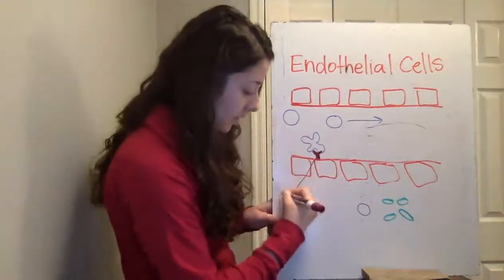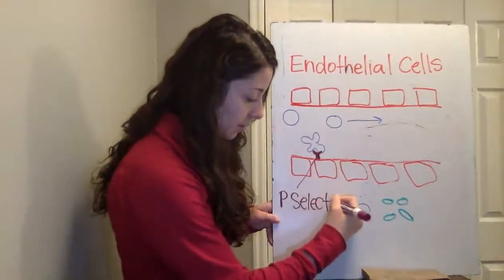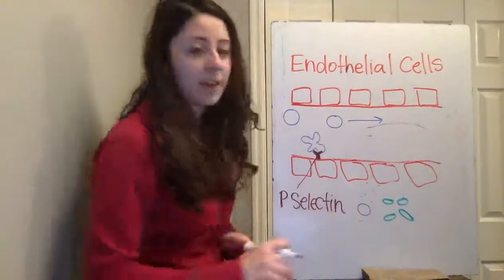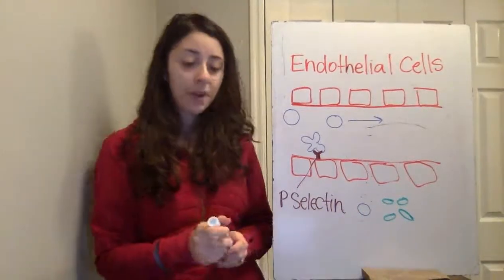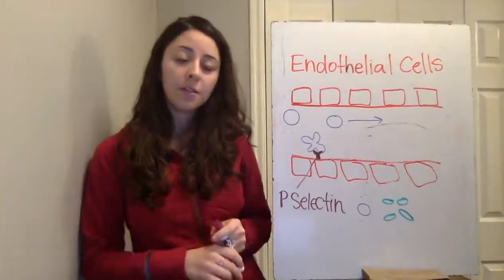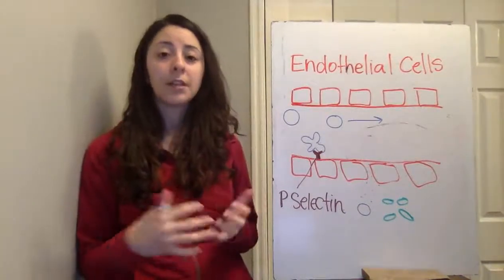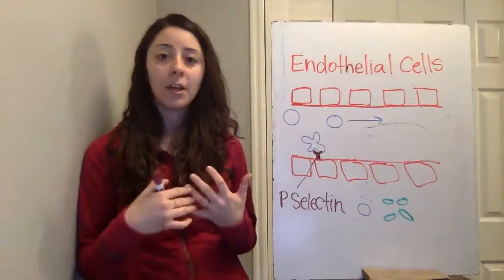So this is P-selectin. And again, this creates a weak interaction. So next we have tight binding, which is step 2. In this process, we create tight and strong interactions.